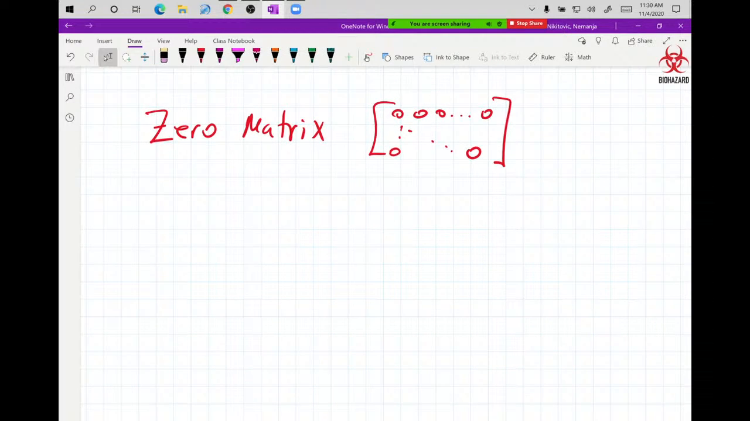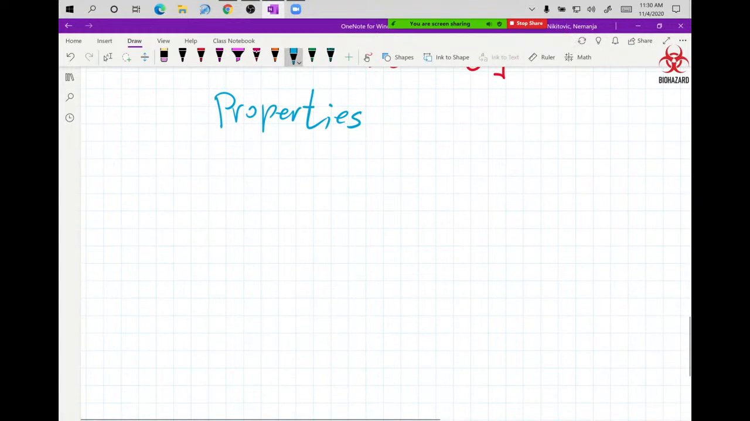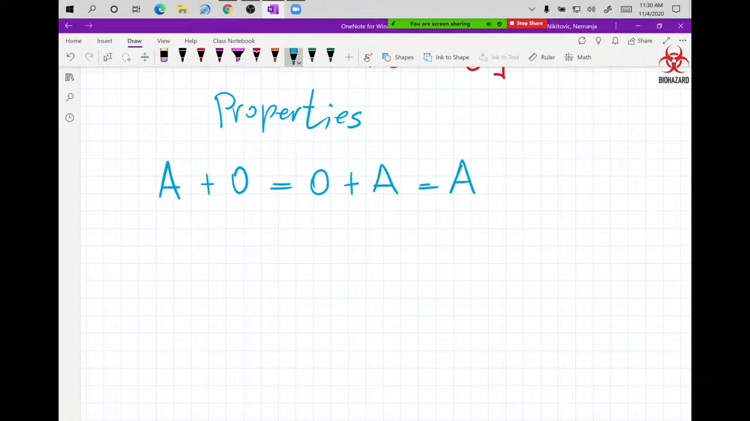So now we have some properties. We want to see that matrix A plus a zero matrix is 0 plus A, and that always gives you back A. Now you're going to say, well, what's the big deal? Well, it is a big deal, because you are now dealing with a zero matrix. That's not a single 0. That's a lot of zeros, in however many places the matrix has.